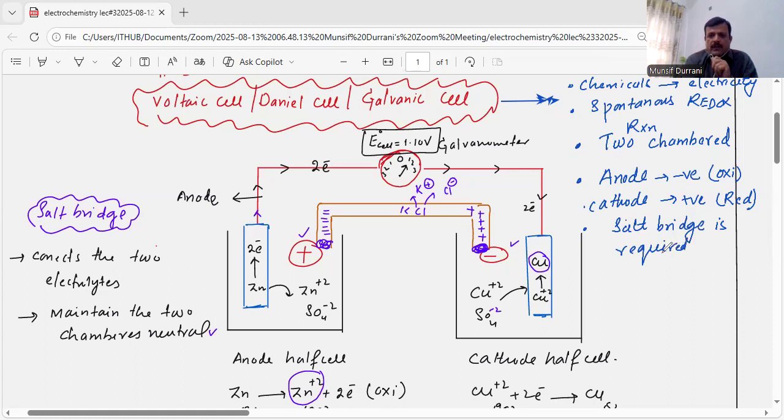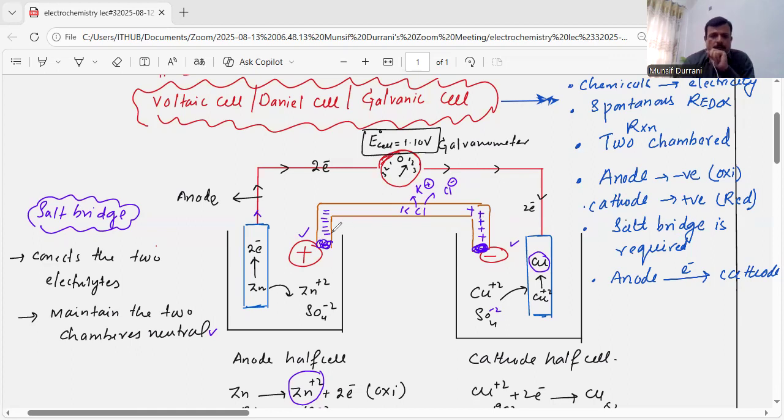Similarly, if we talk about the electron flow, electron flow occurs in a Voltaic cell from anode to cathode. So electrons are produced at the anode and they will flow through a galvanometer, and the galvanometer will show us the reading of how much voltage is produced from this electron flow, and they will move towards the cathode.